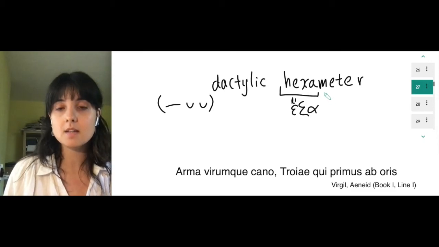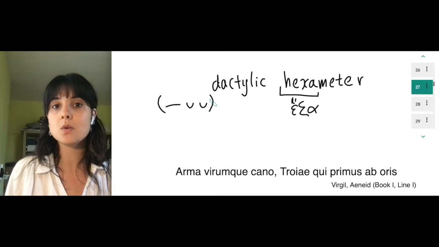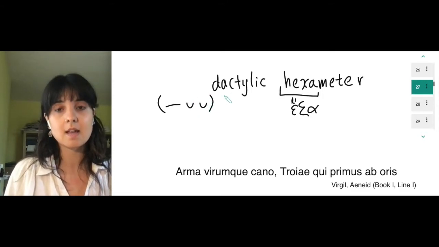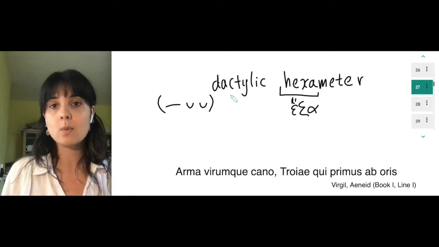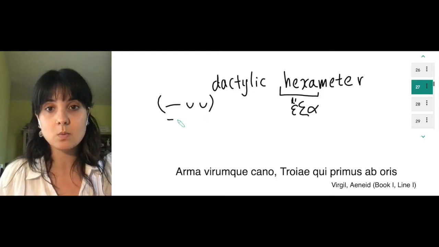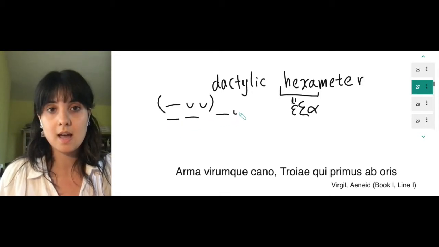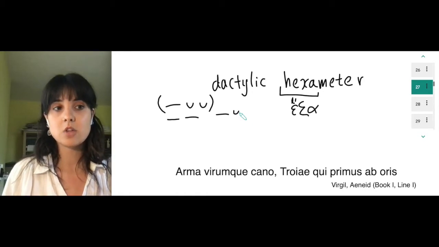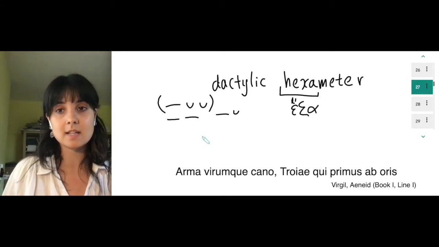So hexameter tells us there are 6 feet in the line, and dactylic tells us what the most common type of foot is. There are many, many different types of combinations of these longs and shorts, but for now we will be focusing on dactyls, which look like this, and spondees, which are 2 longs. This is a spondee, and trochees, which are a long and a short. So the conventions now, if we set it out in a table, which is often helpful to do, maybe at the top of your page, just as a little key.